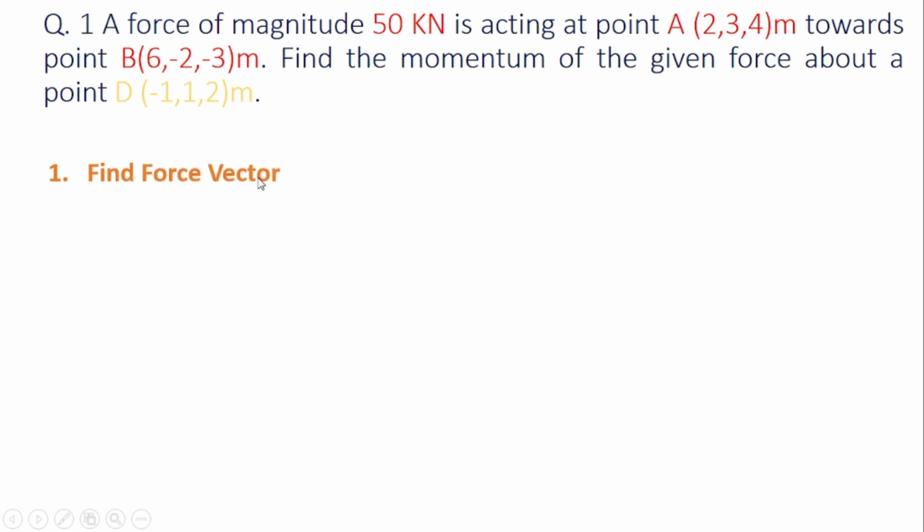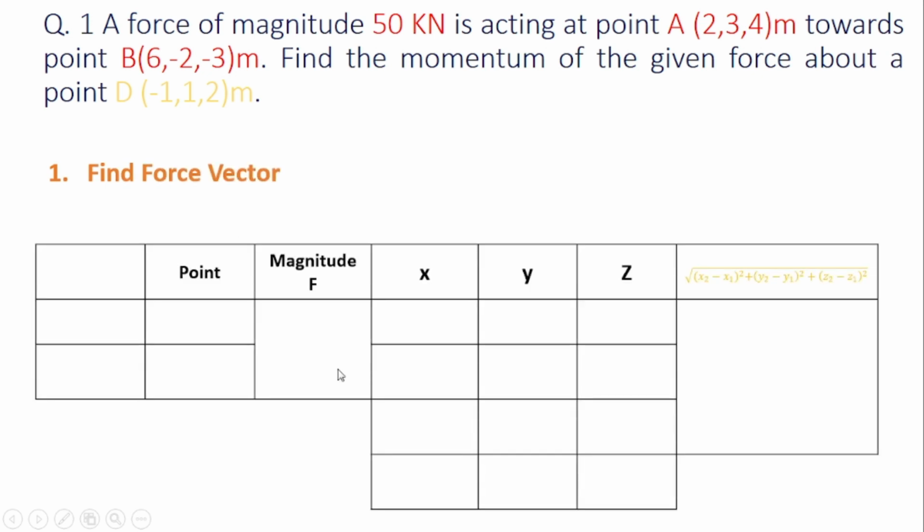So we'll start with step 1, finding the force vector. So for that we'll use this table. First column will have the initial point and end point, then the point's magnitude, x y z coordinate and the square root.